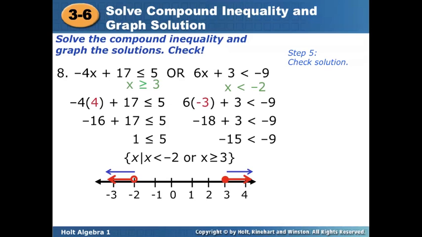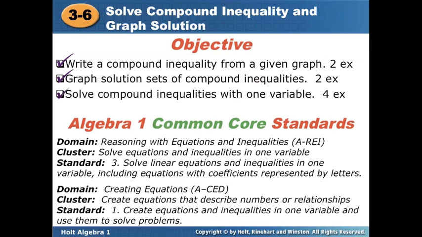Notice both of these do check out. 1 is less than or equal to 5, and -15 is less than -9. This concludes Lesson 3-6, Writing Compound Inequalities, Graphing Solution Sets, and Solving Compound Inequalities.